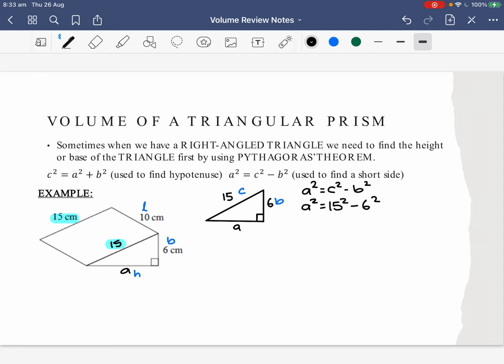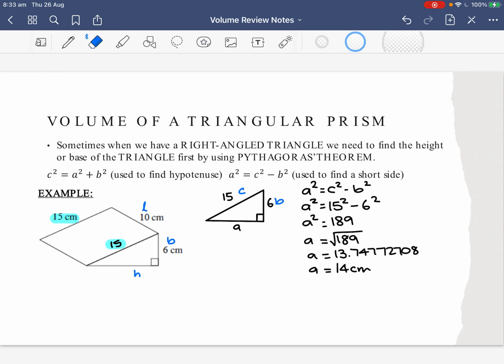So we have A squared equals our C, which is 15 squared, minus our B, which is 6 squared. So A squared equals 15 squared minus 6 squared, which is 189, and A will equal the square root of 189. So A equals 13.74772708. And I'm going to round this now to the nearest whole number, which is 14 centimeters. So we now know that this side here is 14 centimeters.